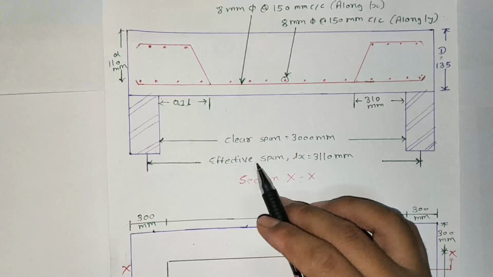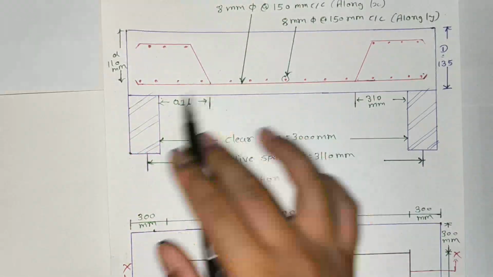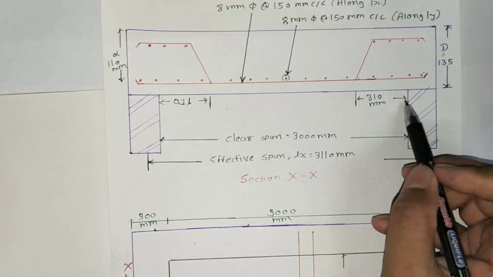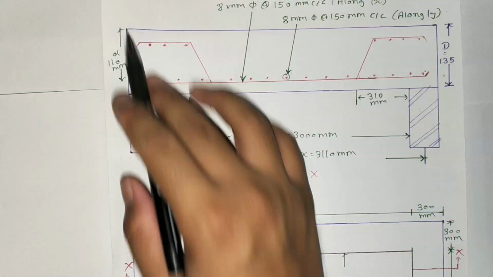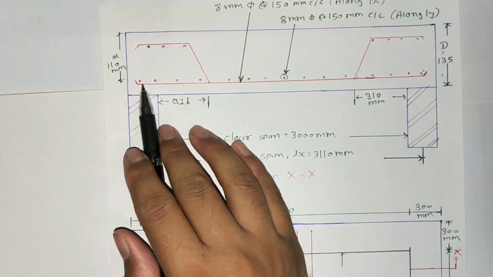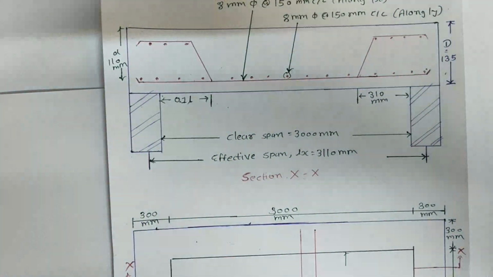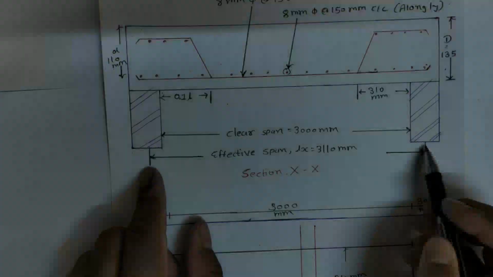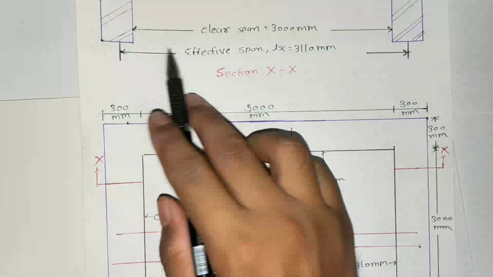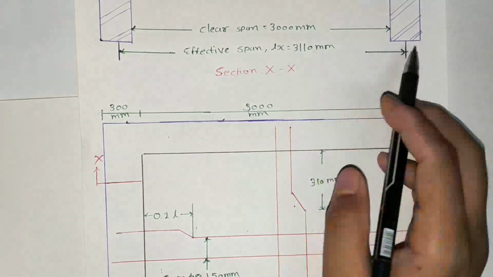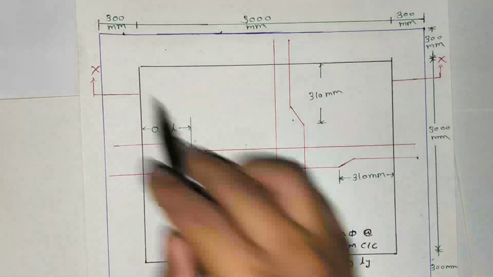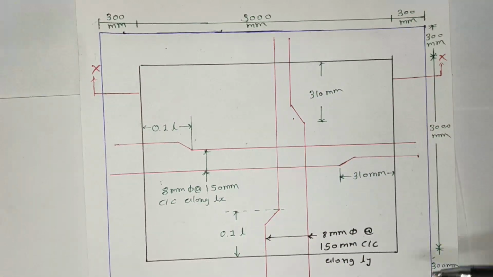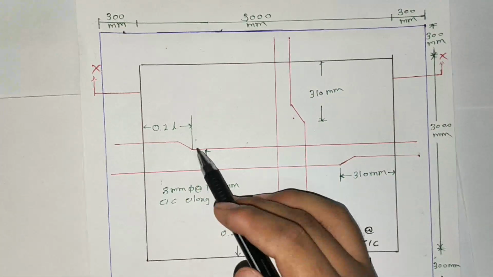I will explain this sketch again. This is the bend length, 0.1 into length, from this point to this point. This is 310 mm. This is the overall depth, and this is the effective depth from the center of the main bar. This is the clear span 3000 mm, and this is the effective span. LX is 3110 mm. This is the second sketch. This is a wall support. This is a wall support. This is the clear span in the y direction, and this is 0.1 times length.